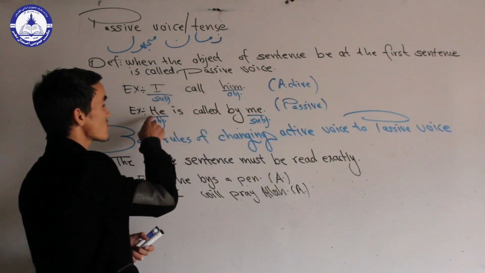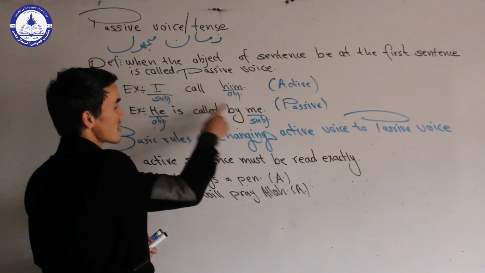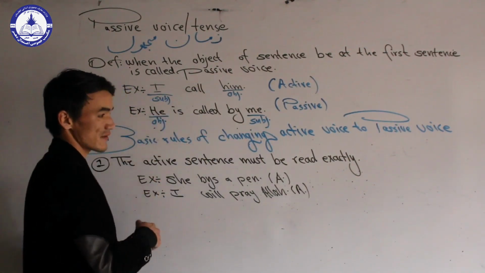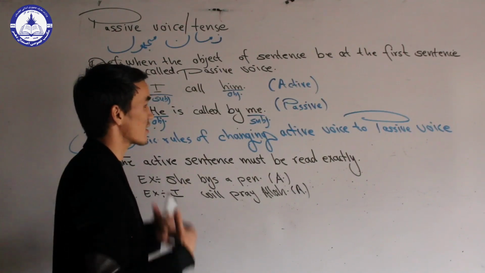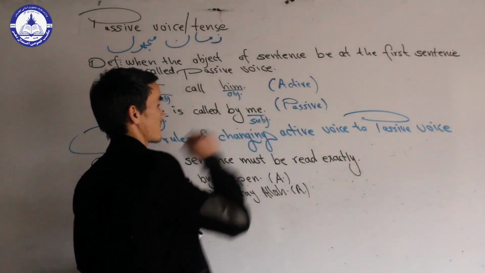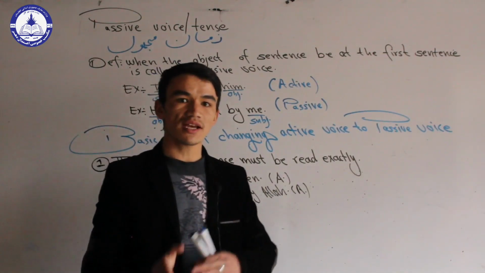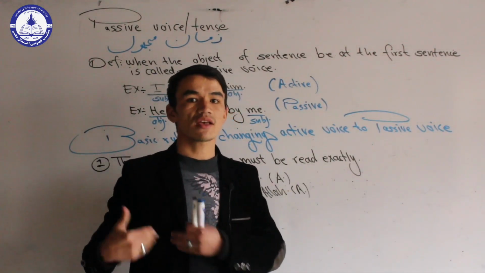Him is changed to he, and I changes to me. It means the object comes at the first of the sentence. So in this case, I can call it passive voice. So when you change the place of object and subject, that sentence is created as passive voice.